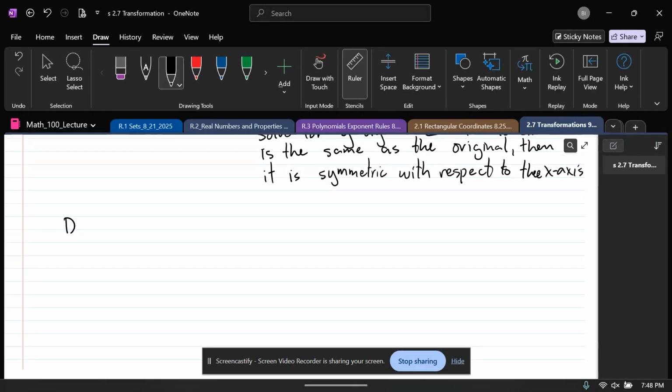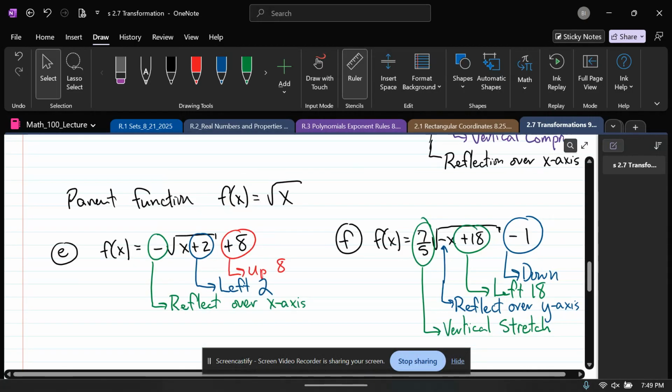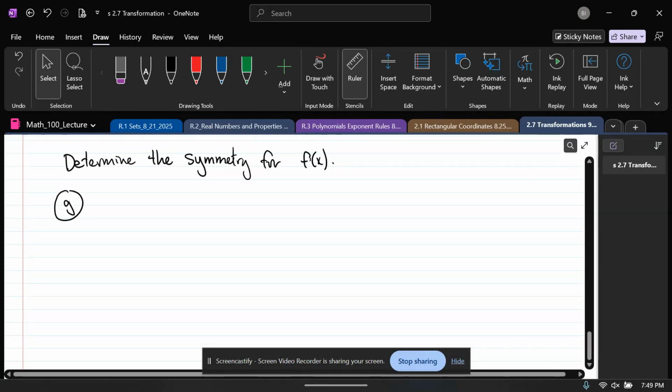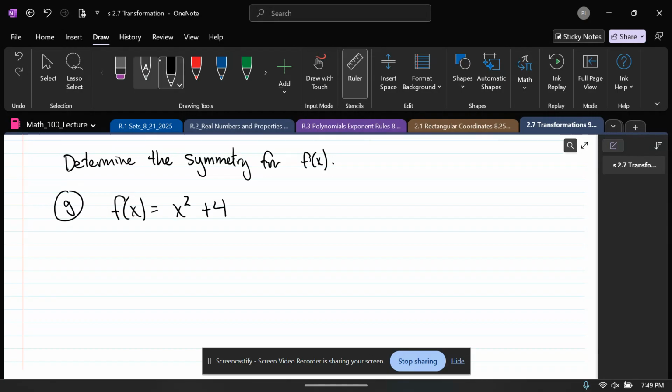So determine the symmetry for f of x. I think this is example G, maybe? Is that right? Yes, it is. Yay. F of x equals x squared plus 4. Okay. So we're going to test for y-axis symmetry. That's the first thing I'm going to do.